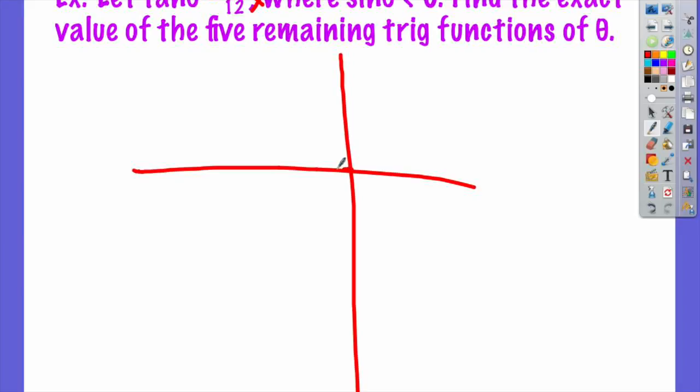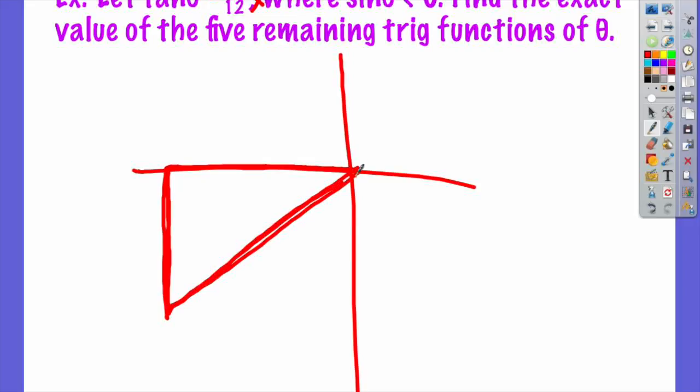So we're going to go over 12 units, and we're going to go down 5 units to create our triangle. But if we're in the 3rd quadrant, technically y and x were both what? Negative. They were both negative. That's how tangent was able to become a positive. This is where, again, watch your signs. Here's your perpendicular. Theta, top or bottom? Top.